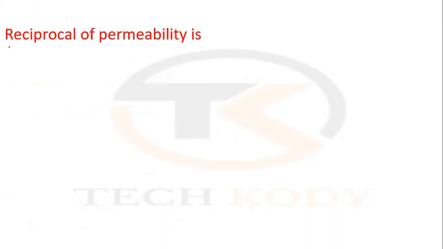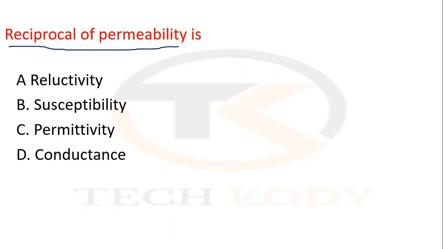Reciprocal of permeability. Here we take the inverse of permeability. The options are reluctivity, susceptibility, permeability, and conductance. We can neglect permeability. Actually, the reciprocal of permeability is reluctivity. The option is A.